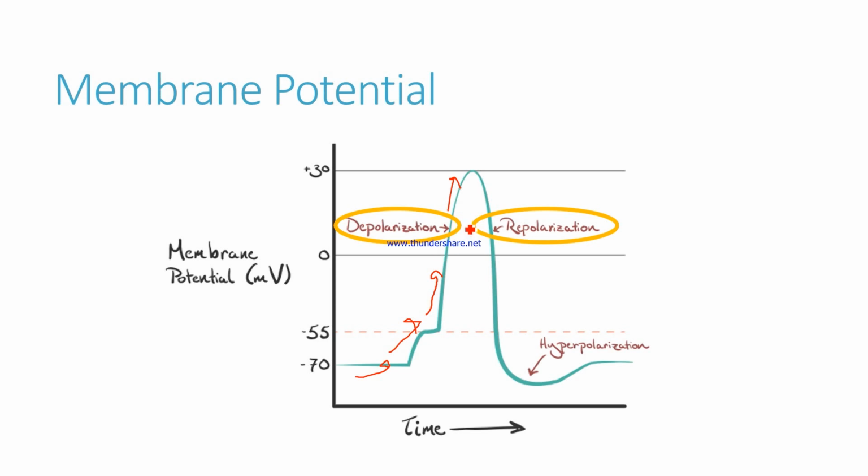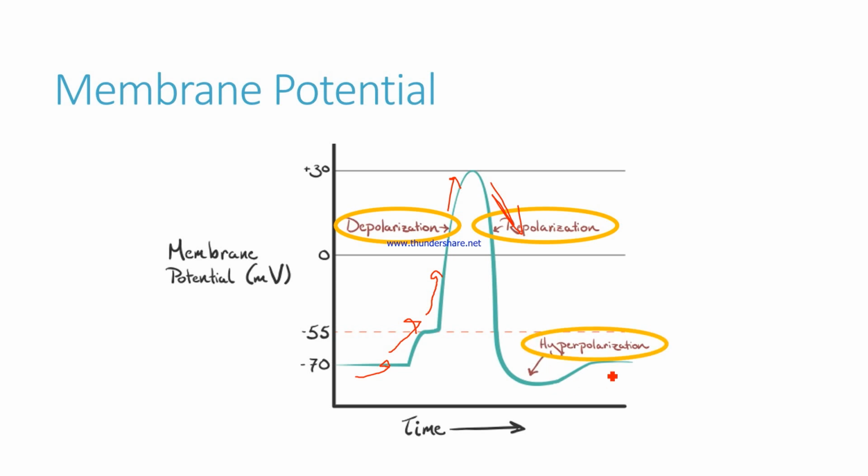Repolarization brings the cell back to resting potential. So the inactivation gates of the sodium channels close, stopping the inward rush of positive ions. At the same time, the potassium channels open. There is much more potassium inside the cell than out. This means the cell loses positively charged ions and returns back toward its resting state.